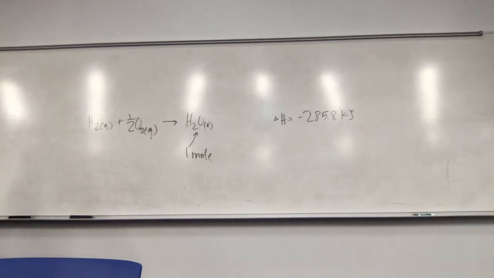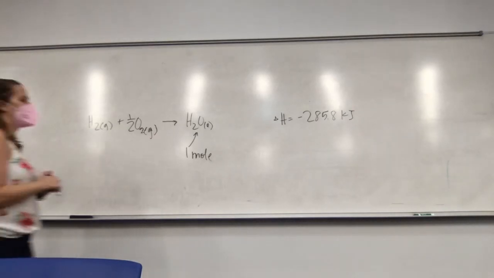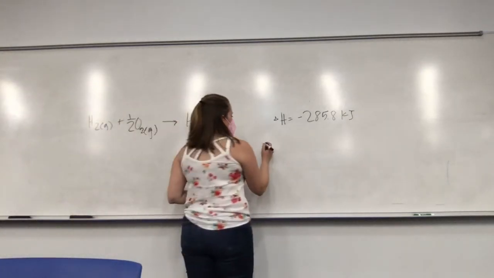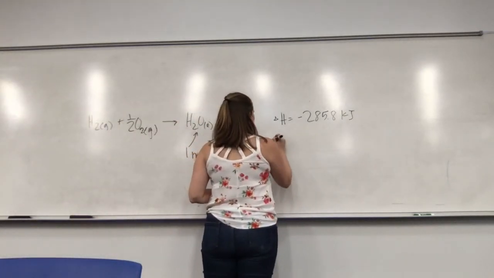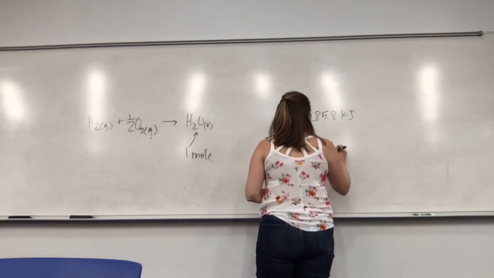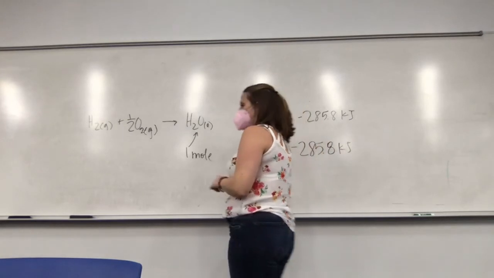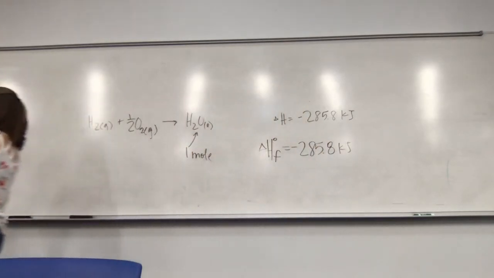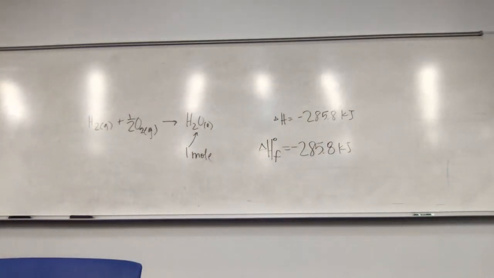In this case, we know that delta H reaction is negative 285. This delta H reaction is the same as delta H of formation, negative 285.8 kilojoules. So in this case, negative 285.8 kilojoules of energy are released in order to form 1 mole of liquid water from half a mole of oxygen and a whole mole of hydrogen.